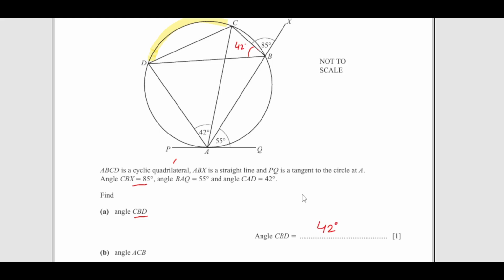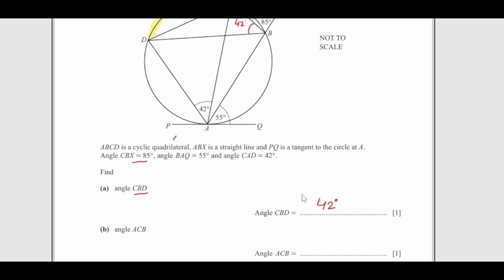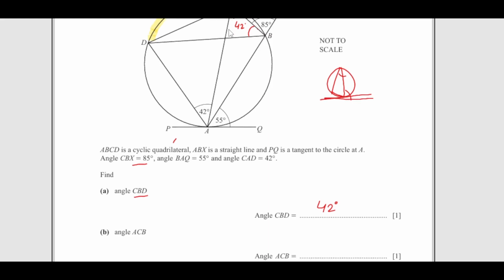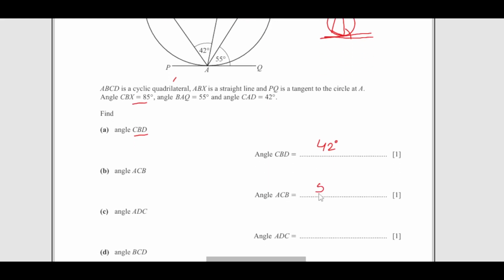Okay. Now next one, angle ACB. Where is angle ACB? We are looking for this angle ACB. Okay. So now as you can see, this is a triangle here. Let me remind you of the alternate segment theorem. So this angle is 55, so then this angle is going to be the same, right? Sorry, this is the tangent here. So then this angle is going to be 55. So let me write it down here, angle 55 degrees.